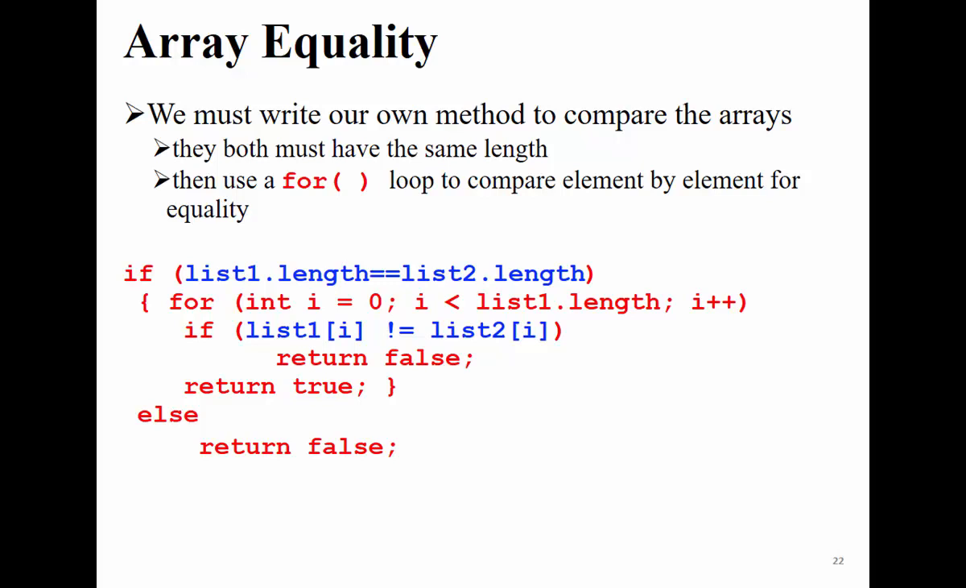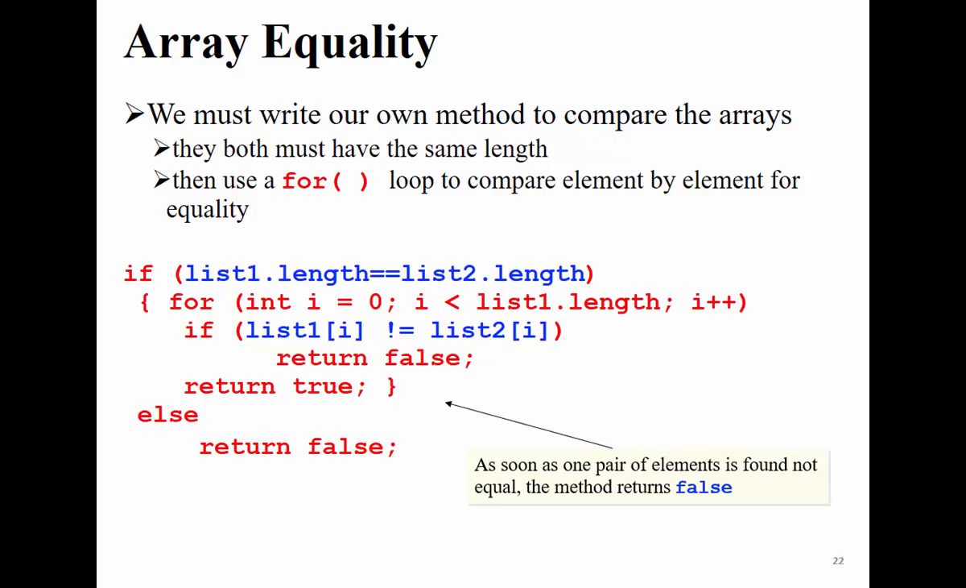If they don't have the same length, there's no point of going through the for loop and visiting all the elements. So if you have two arrays with different length, then you return false. These two arrays are not equal. But if these two arrays happen to have the same length, then it is necessary to visit each element. As you can see in this for loop, we're visiting all the elements.